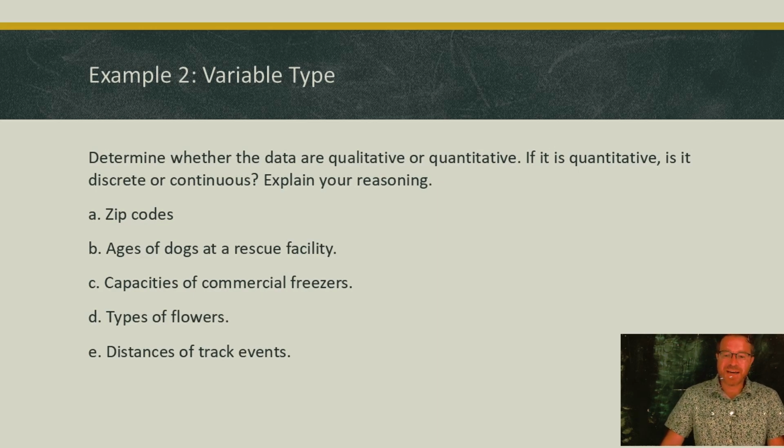Okay, determine whether the data are qualitative or quantitative. If it's quantitative, is it discrete or continuous? And explain your reasoning. Okay, so A, we have zip codes.